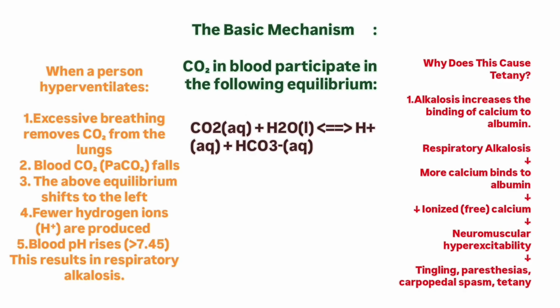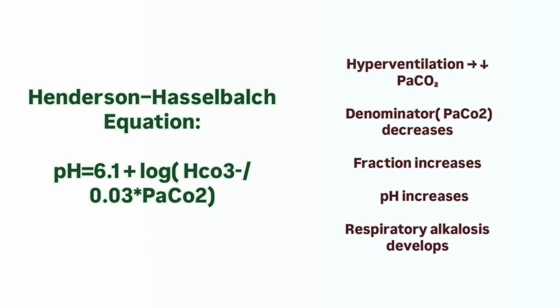Since protein binding of calcium increases, the ionized calcium level decreases. So this leads to neuromuscular hyperexcitability, which causes tingling, paresthesia, and carpopedal spasms. This can be explained by the Henderson-Hasselbalch equation also. Since in hyperventilation there is carbon dioxide washout, the PaCO2 level will decrease. Since PaCO2 in the above equation is in the denominator and the denominator is decreasing, the fraction will overall increase and thus pH will increase. This leads to respiratory alkalosis.